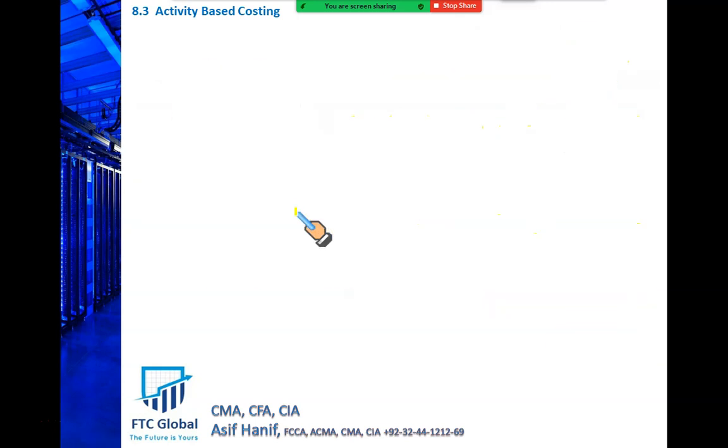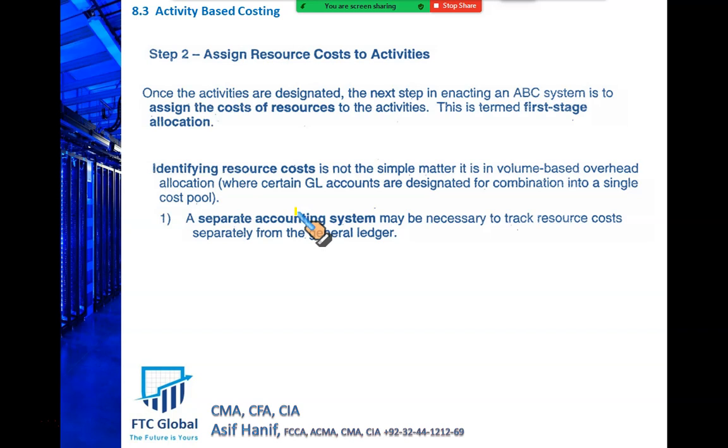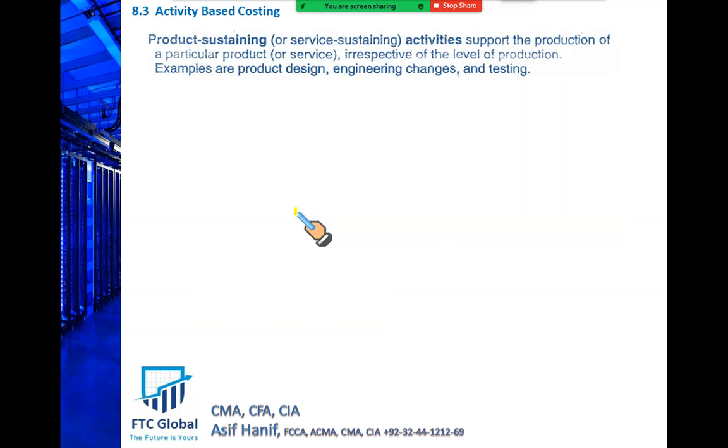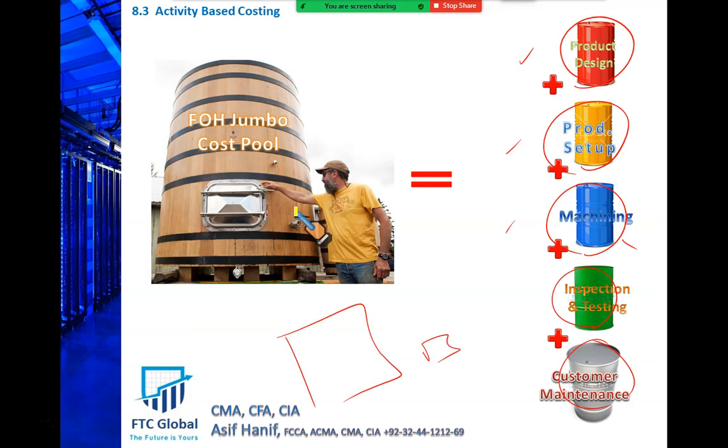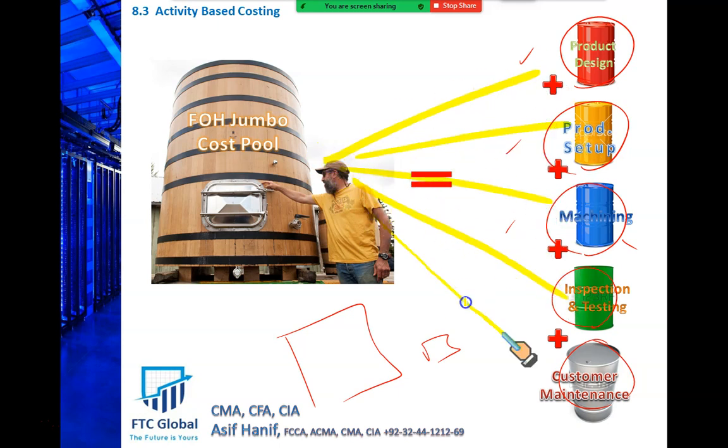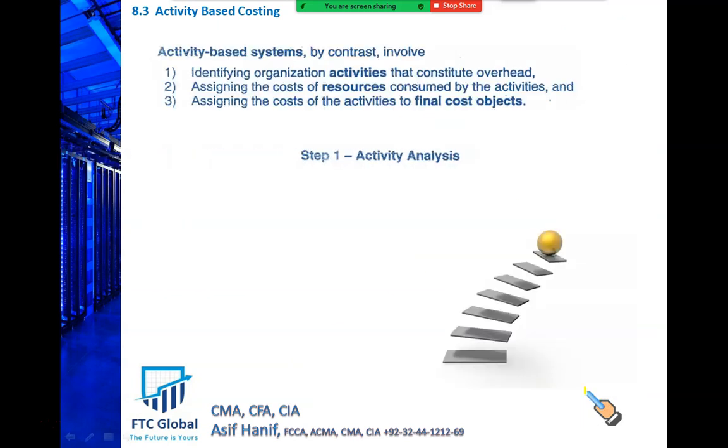Let's go back and see how it basically works. We just got a basic understanding. So what we have done so far, we have seen that ABC is more suitable. It divides your cost pool into different sub-cost pools, and then through these cost pools we transfer the cost to your end products in a much more accurate way. So let us see how an activity-based system is developed. This is important. Please pay full attention.